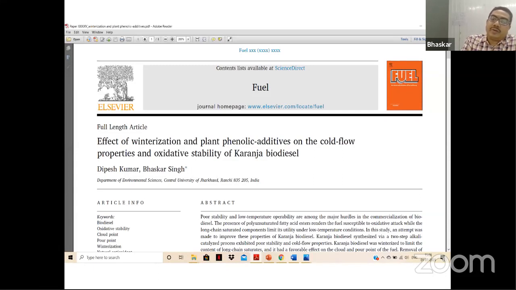So by doing winterization and by adding some plant phenolic additives, we have tried to make both these properties at par, or within the specification, as per the specifications of the Government of India, which is IS 15607, and as per ASTM, that is D6751, so that it meets the specifications and can be used as a fuel.